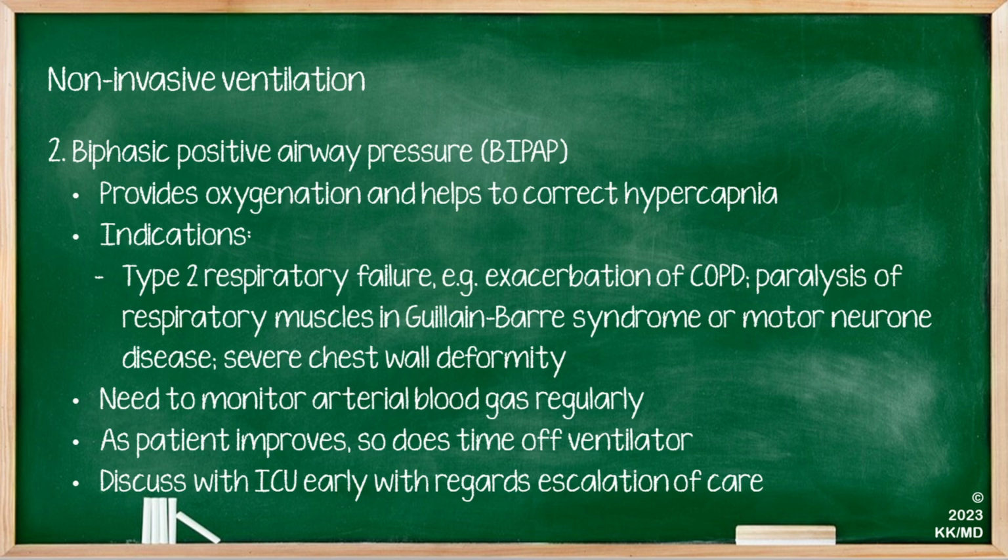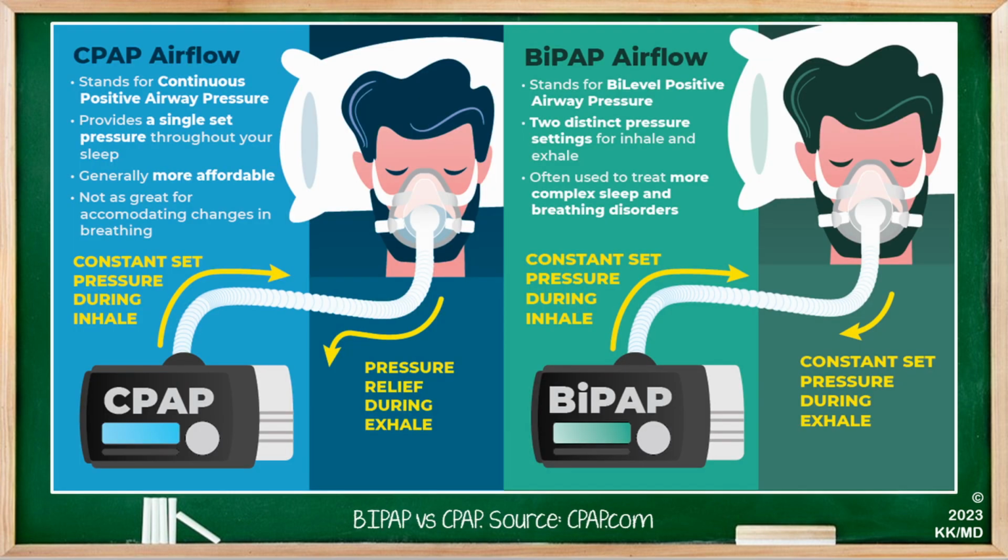Due to the underlying hypercapnia, it's really important to monitor arterial blood gases regularly. As the patient improves, so does the time off the ventilator. Again, it's important to discuss these patients with ICU early with regards to escalation of care. And here we just have a summary slide to summarise what we have just been discussing and can provide a good aide-memoire for the key principles of both CPAP and BiPAP.